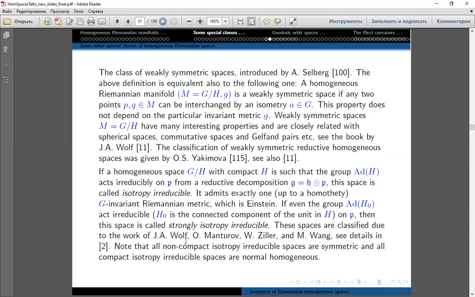and books about this. Note that all non-compact isotropy reducible spaces are symmetric, and all compact isotropy reducible spaces are normal homogeneous, because we have only one metric, in fact, for any isotropy reducible space.